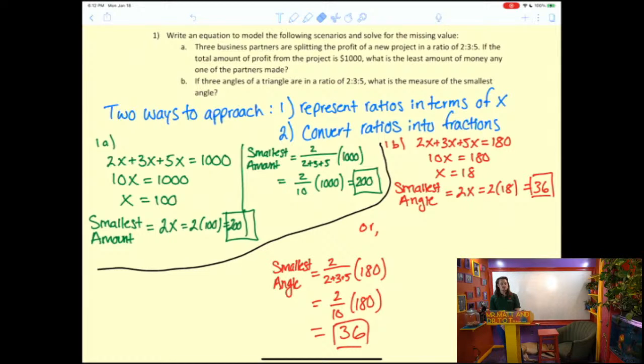If we use the fractional analysis method, then we could determine that from the ratio of 2 to 3 to 5, the smallest angle has to be 2 over 2 plus 3 plus 5 as a fraction, or in other words, 2/10 of all the degrees in the interior sum of the angles. So 2/10 times 180 is also 36. If you have any questions, then please let me know.